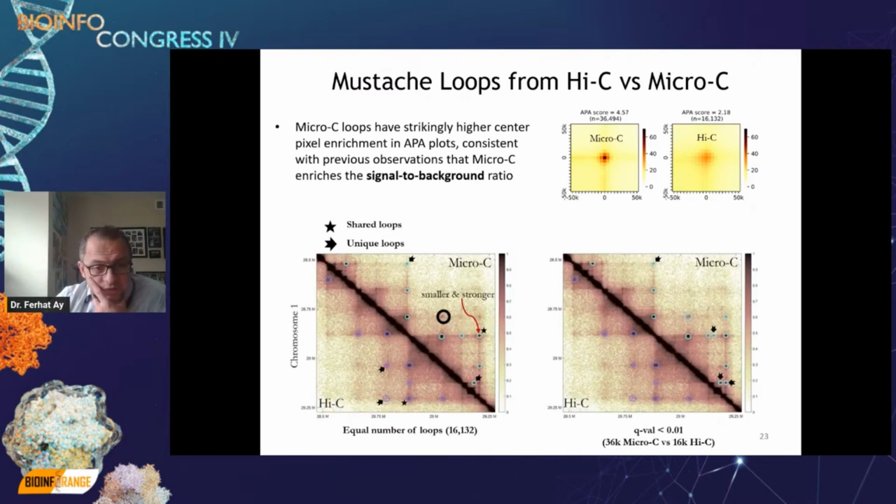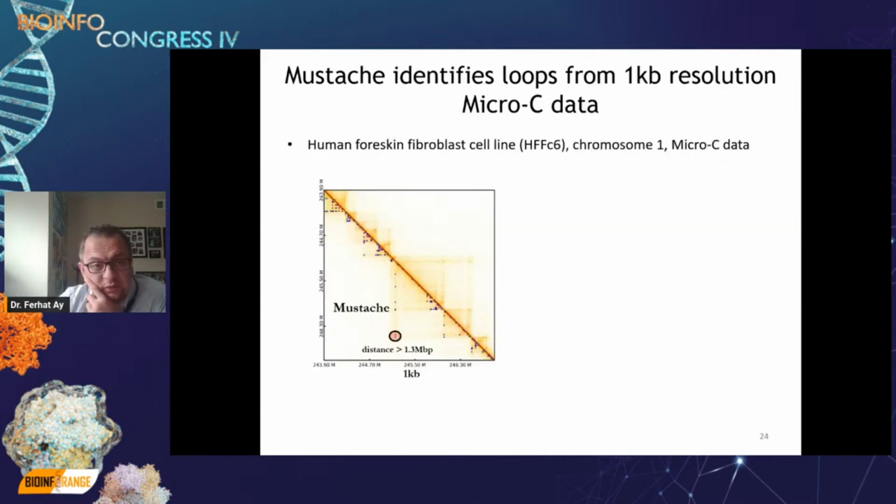And then when we looked at the genomes, when we forced Hi-C and Micro-C to call the same number of loops, you can see that Hi-C will go towards these bigger and broader loops, whereas Micro-C is going to go for these smaller and darker loops. And then when you let Micro-C identify however many loops it can identify, as you can see, it captures everything that Hi-C does and more. That's very interesting and important for us.